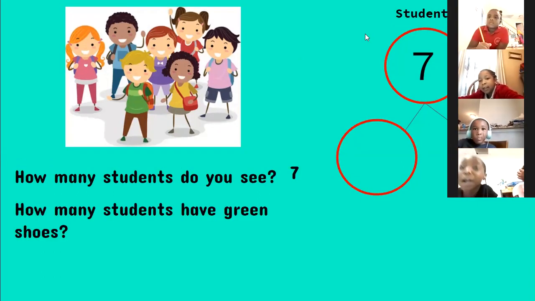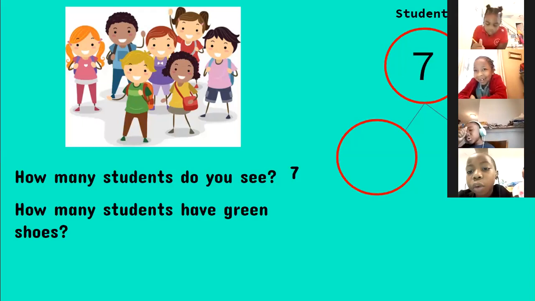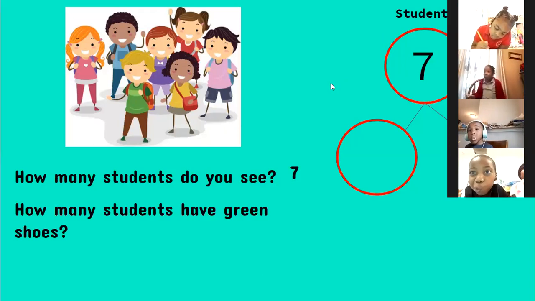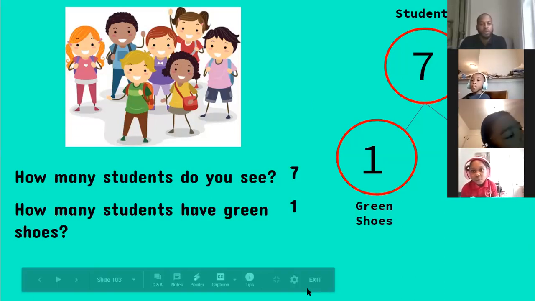So how many students do we see with green shoes? With green shoes, Nasir. How many students have green shoes? 1 person has green shoes. Yes, Nasir, only 1 student has green shoes. So 7 is our whole right now. We have 1 person with green shoes. So I'm missing my part.